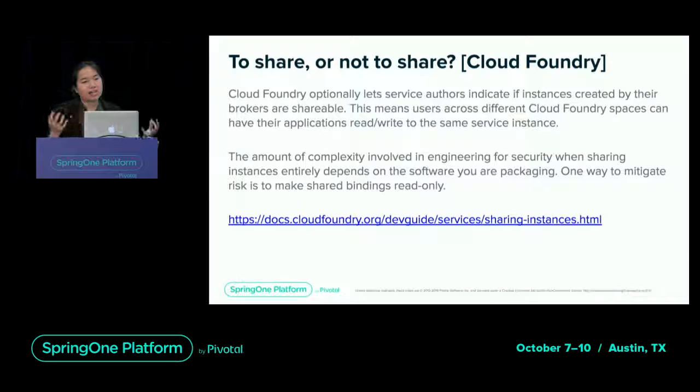So this just adds a whole new level of things to consider if you're a service broker author and you're considering implementing this feature. It is worth calling out though, if you're worried about the risk of this, one way to mitigate that risk is to detect where the service binding request is coming from, and if it's coming from an outside space, a space that has been shared to, you can demote the permissions on those bindings. You can make other people read-only, for example.